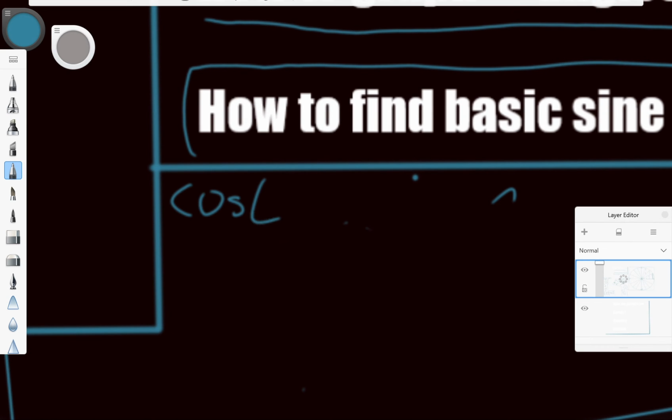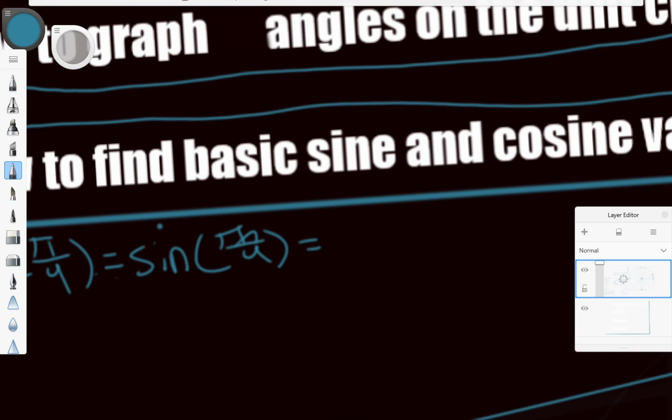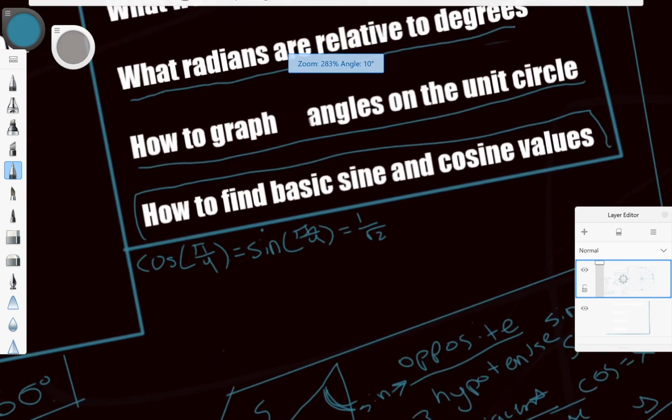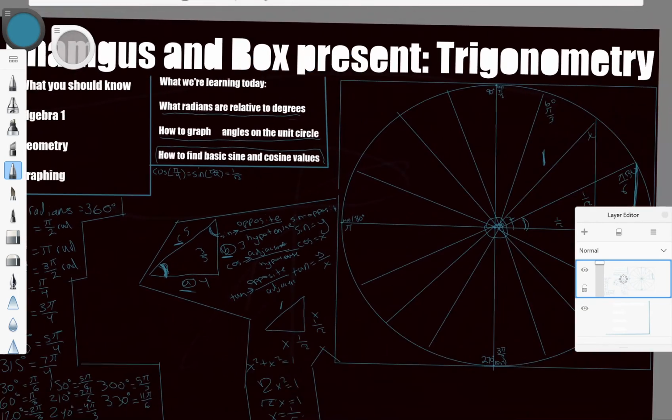Cosine at pi over 4. And this is how you write it. Cosine, and in parentheses the angle, is equal to the value. Well, that's equal to the sine of pi over 4 in this case. Right? Equals 1 over root 2. There we go. Cosine of pi over 4 equals sine of pi over 4 equals 1 over root 2.